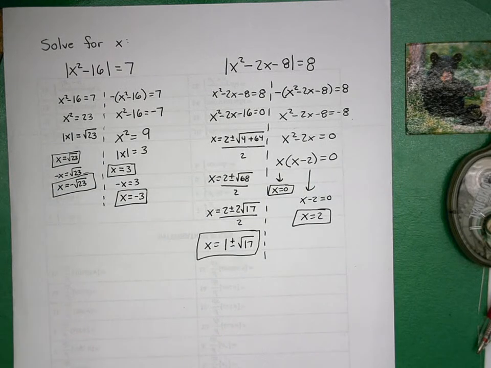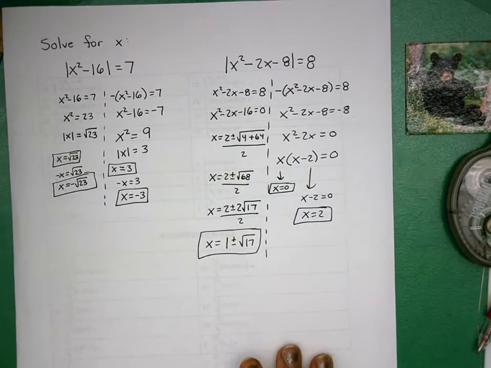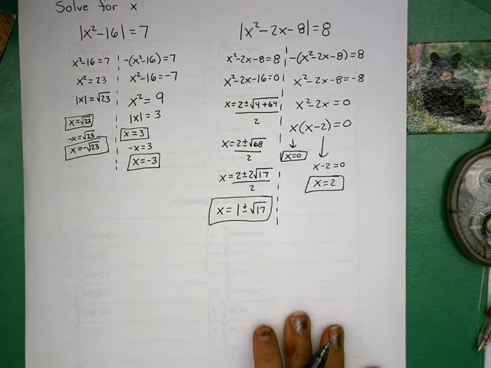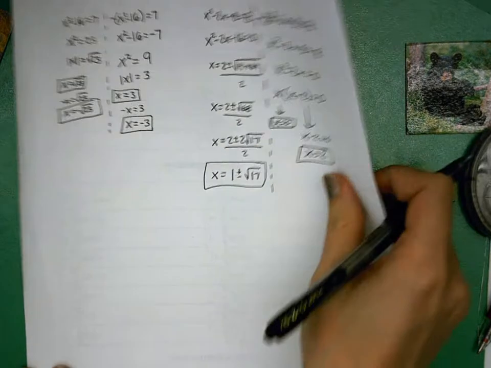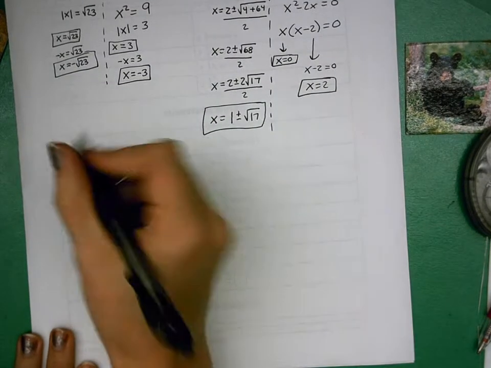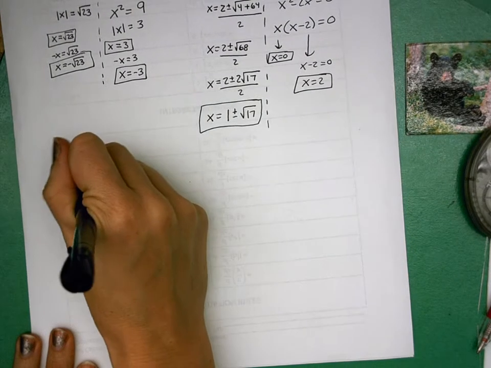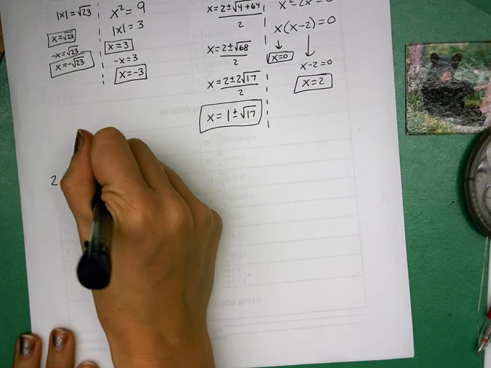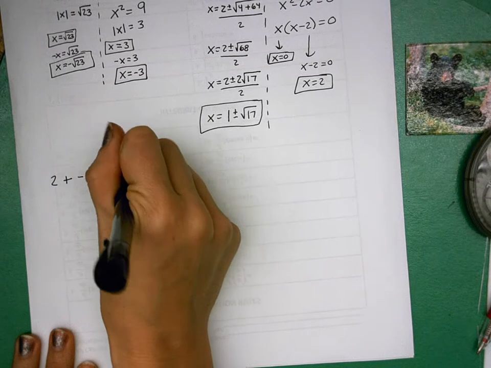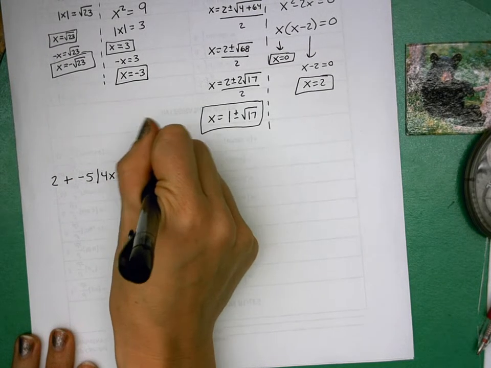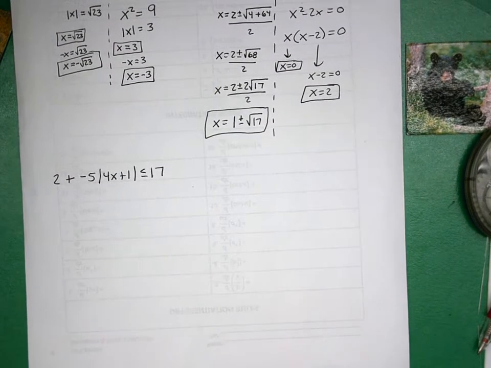Okay? Let's go ahead and do some absolute values here now. Not absolute values, I'm sorry, some inequalities. We've been doing some absolute values. Let's do 2 plus negative 5 times the absolute value of 4x plus 1 is less than or equal to 17. Okay, go ahead and pause the video, give this one a shot, restart it when you are ready.